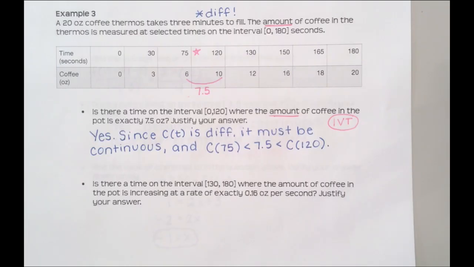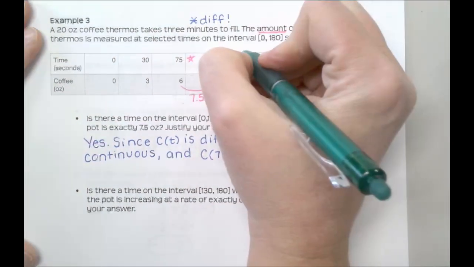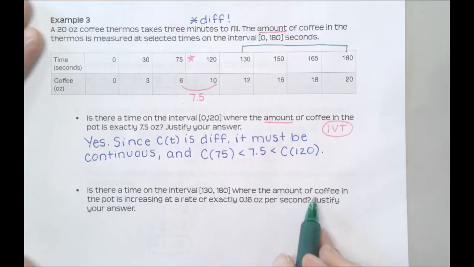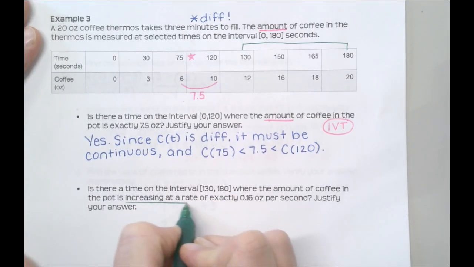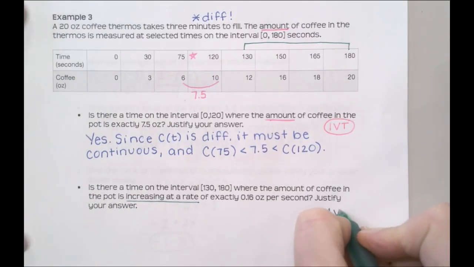Okay. So now when you read the next question, is there a time, this time we're looking between 130 and 180, so we're looking down here, where the amount of coffee, now this does say amount of coffee, but notice it says increasing at a rate. That's a derivative question, right? That's not the function that I'm looking at. I'm being asked about the derivative of this function, okay? And so if I want to know if a derivative exists, this is where we're going to use MVT.